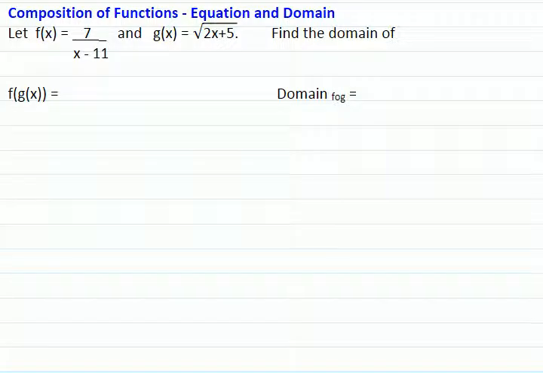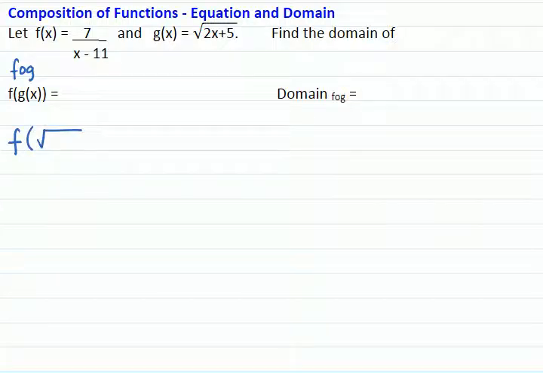This is our third video on composition of functions. In this video, one of our functions is a square root and the other is a rational function, and we just want to compose them in one way, f circle g, and find the equation and the domain. So the equation is going to be when we substitute inside of f the expression g of x.